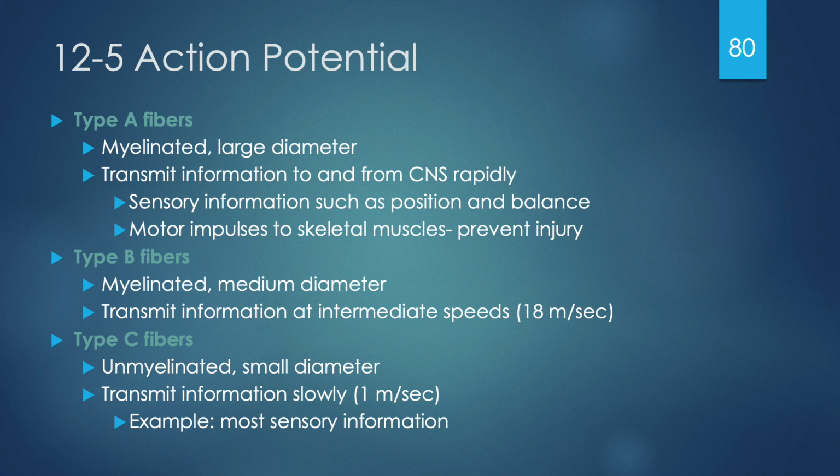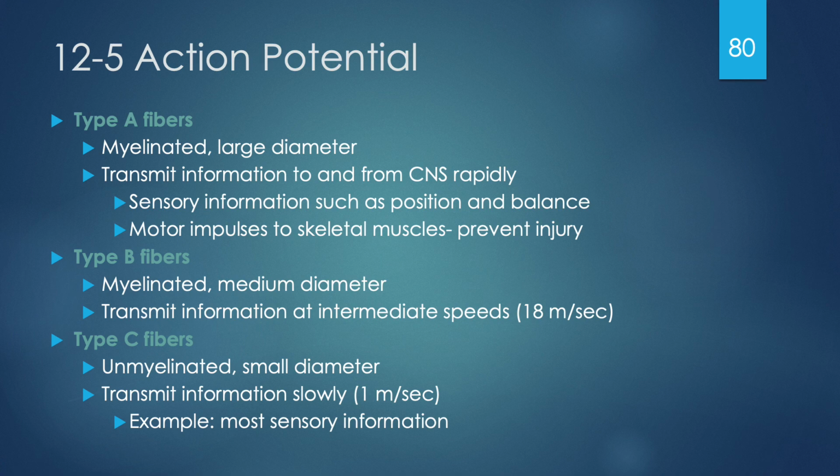So the way I think about this is in terms of a personality test. So we know our type A personalities are those people who are very ambitious and driven and they're focused, and they are basically like the big brother or the big sister of the family. So the type A fibers are the ones that get it done and they get it done quickly. And the type C fibers, they're kind of laid back. They're like the baby of the family. They're going to get the information there, but they're going to do it on their own time.